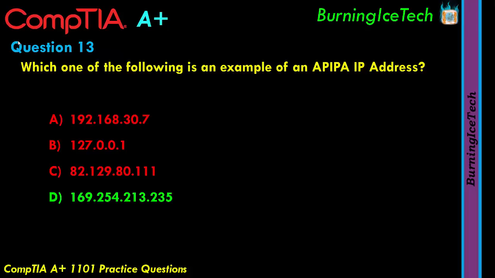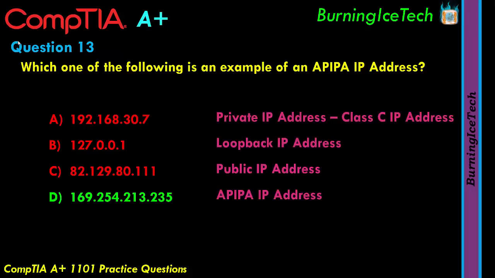All right, so just to summarize, I've got a little list here on the right hand side. You can see I highlighted all in pink for you guys. So A, private IP address, but it's also a class C IP address. B is a loopback IP. C is an example of a public IP.